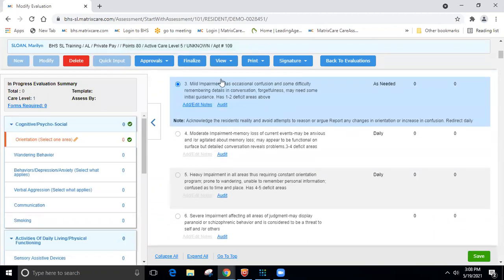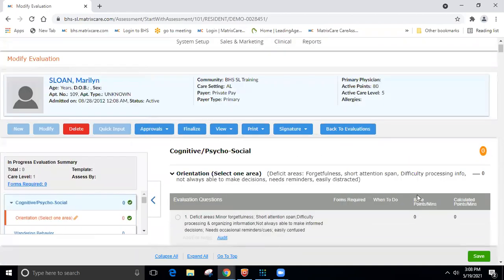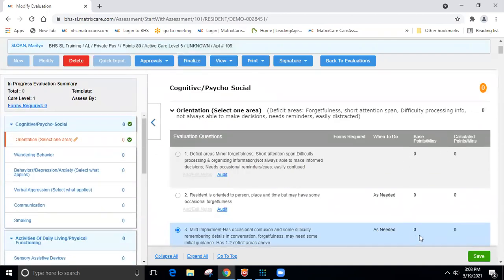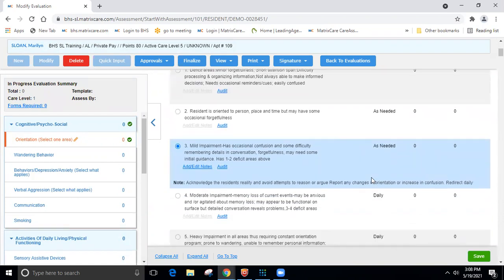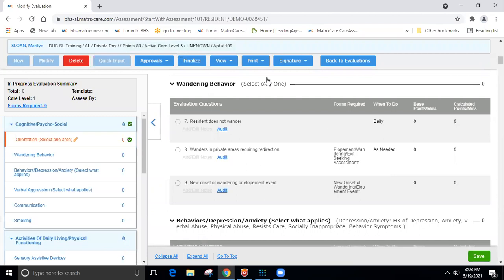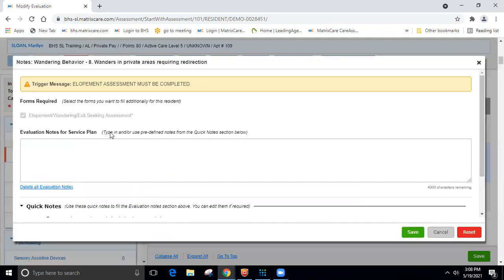These questions aren't scheduling pieces, they're just informational pieces. You also notice over here you have your base points and then your calculated points. And these questions do not have any points. The next question is select only one. Do they wander into private areas requiring redirection? So for her, let's say she does wander into private areas needing redirection. Then we want to do an elopement assessment.